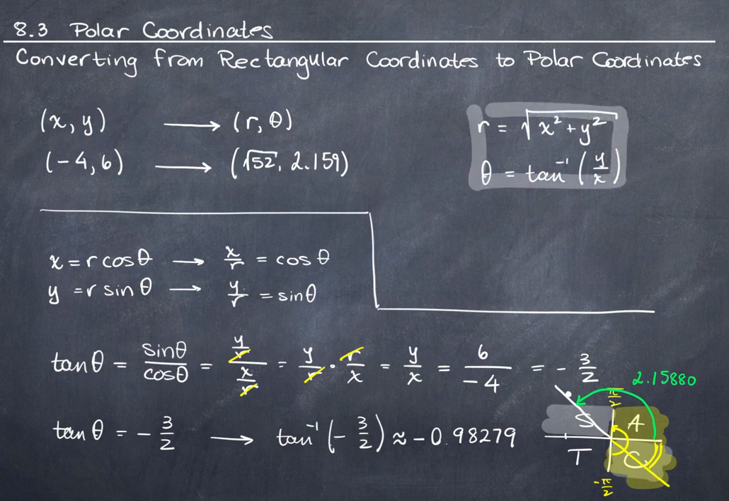So here are your formulas for converting from Cartesian coordinates or rectangular coordinates to polar coordinates. And we've done an example. We used this point right here to make the point that this is how you find these values. This little box up here now is just kind of a summary.